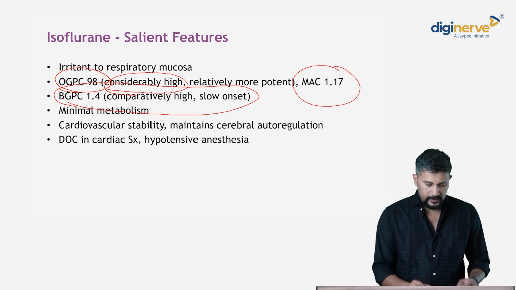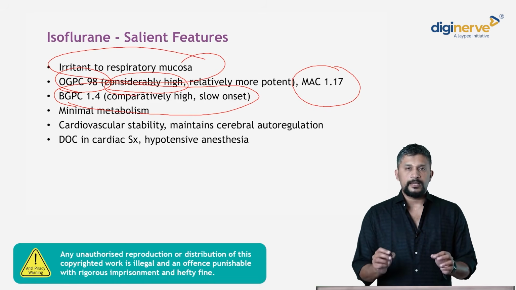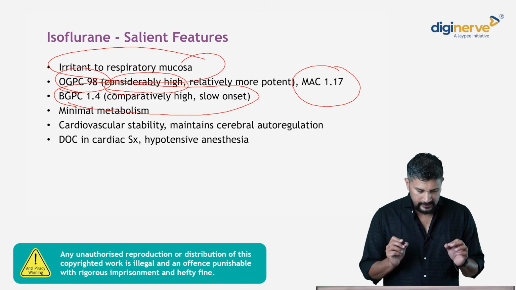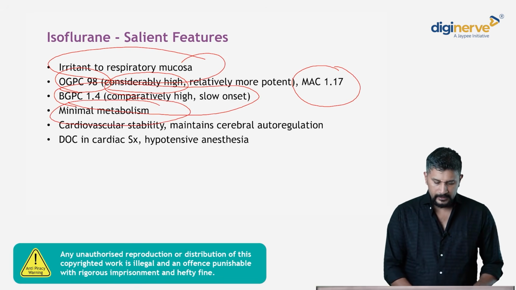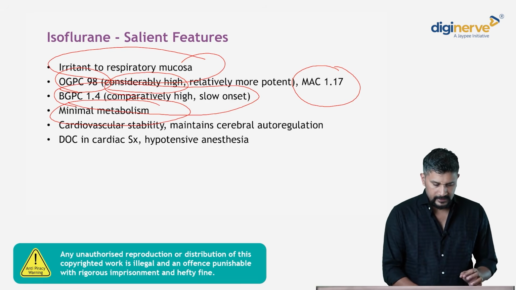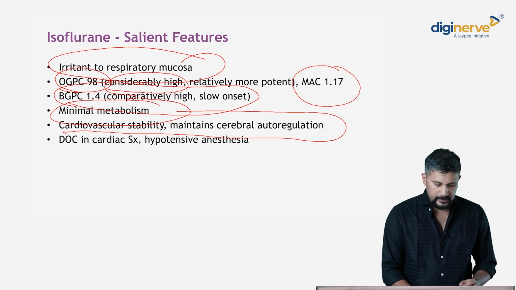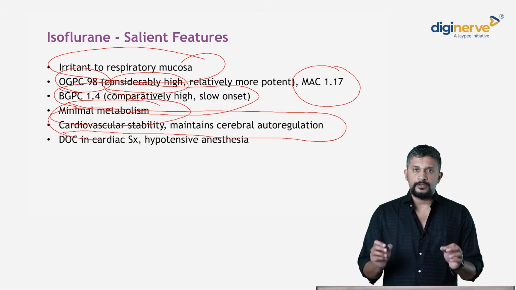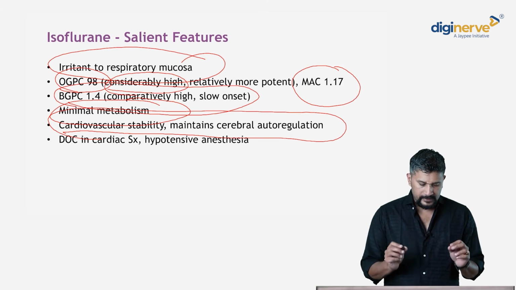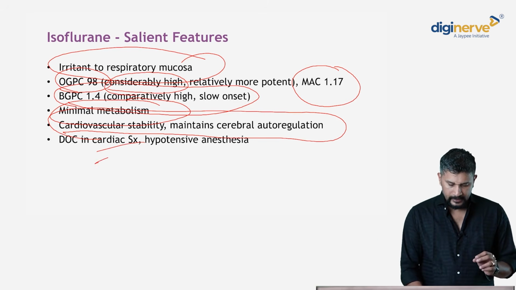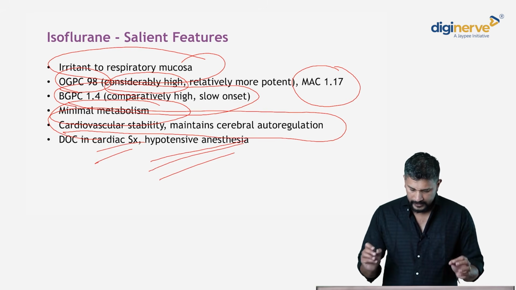Again, like your desflurane, it is irritant to the respiratory mucosa, so you're not going to use isoflurane for inhalational induction. It undergoes minimal metabolism in the body. The important thing as far as isoflurane is concerned, it offers a degree of cardiovascular stability, and therefore you're going to prefer isoflurane as the agent of choice for patients undergoing cardiac surgery, and also for those who require hypotensive anesthesia.